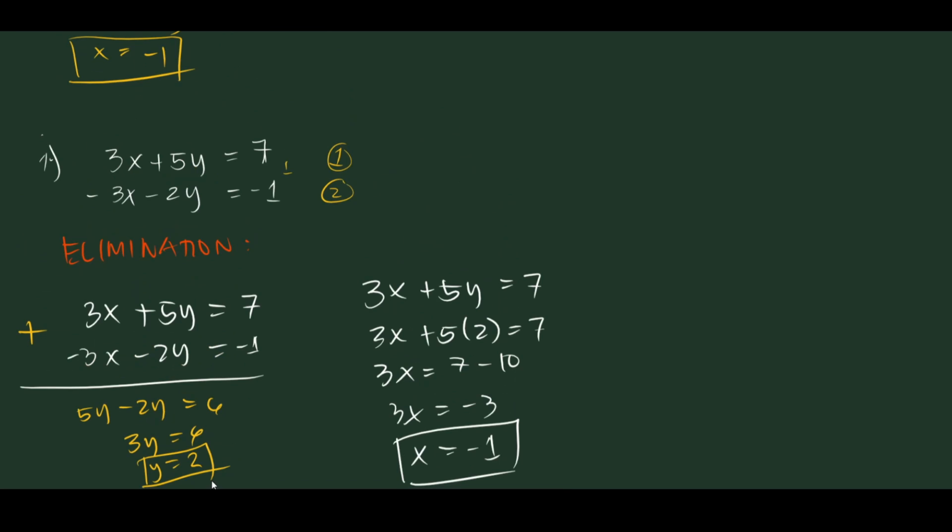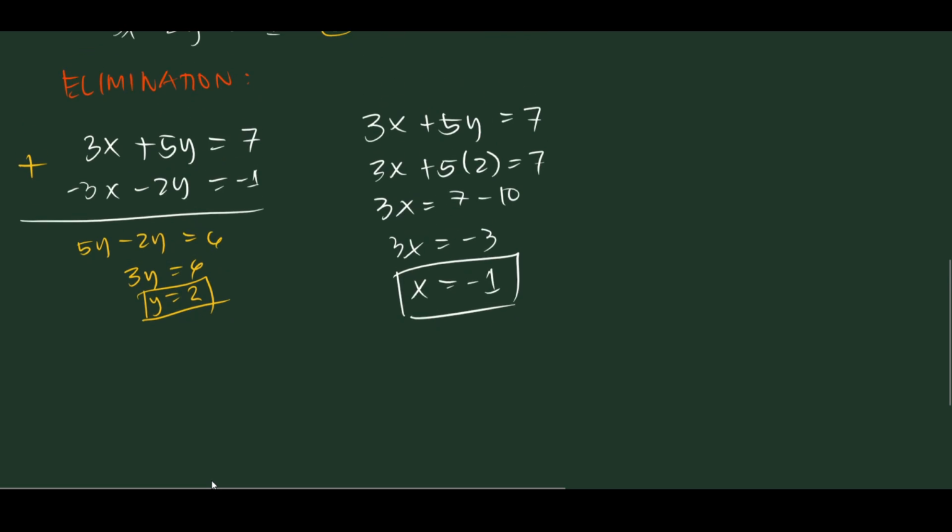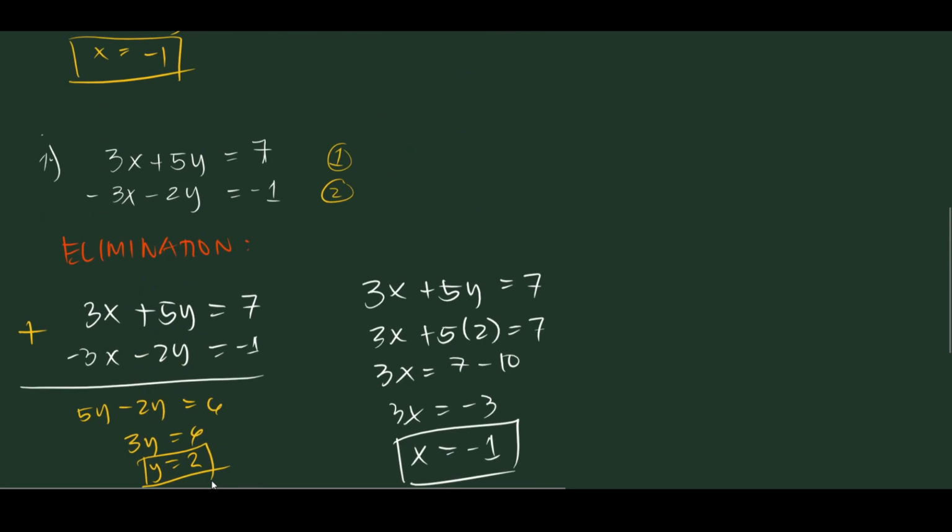Okay, so that's basically the concept for the elimination method. You just modify the equations in such a way that if you add them or subtract them, you will cancel a variable. Okay, so the last method is the graphical method.